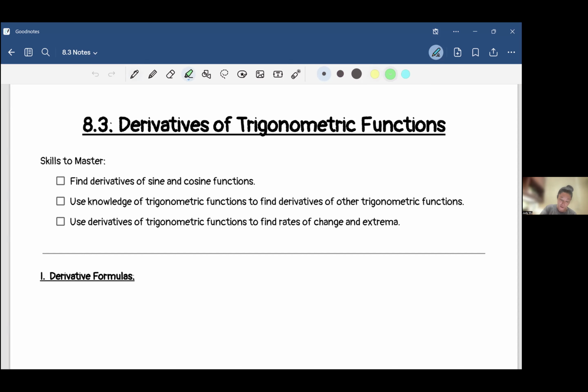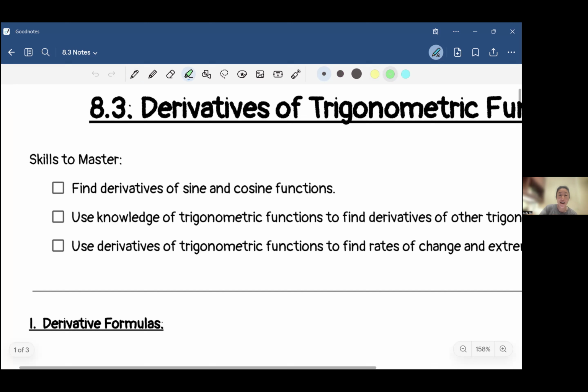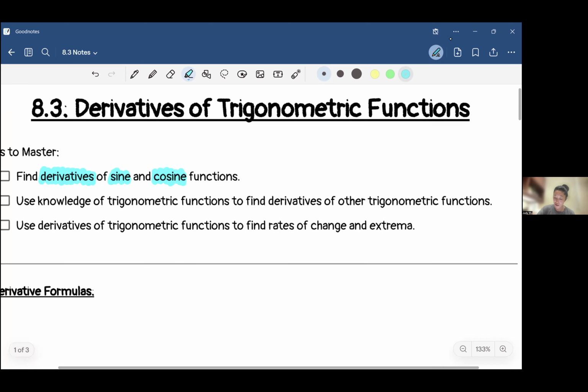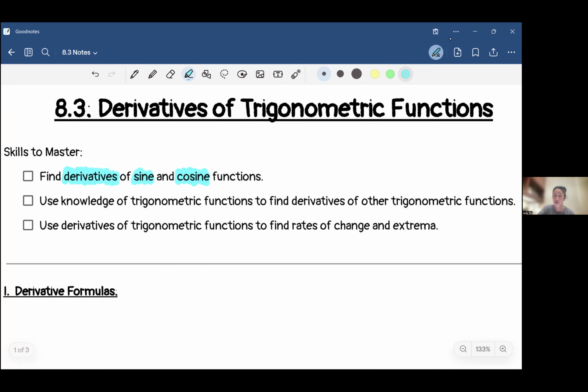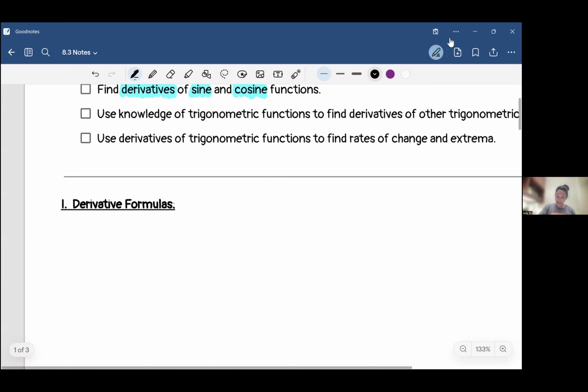All right. And so our skills that we want to be able to master by the end of today: we want to be able to find derivatives of sine and cosine. And we want to use what we know about trig functions to find derivatives of other trig functions. And then we want to use derivatives of trig functions to find rates of change and extrema. So we're pulling together a lot of stuff from 8.1, 8.2, but also things from your Calc 1 days. Okay. So let's get started.